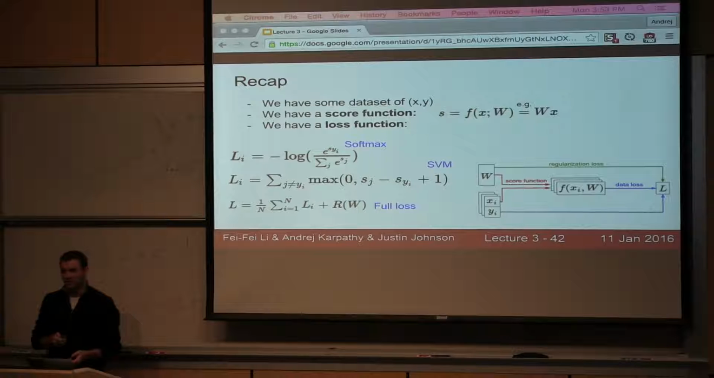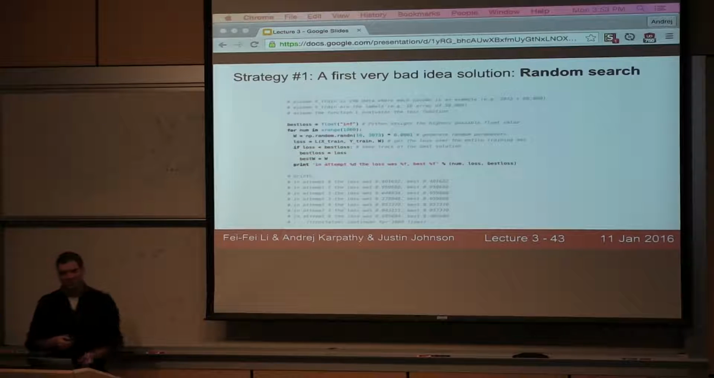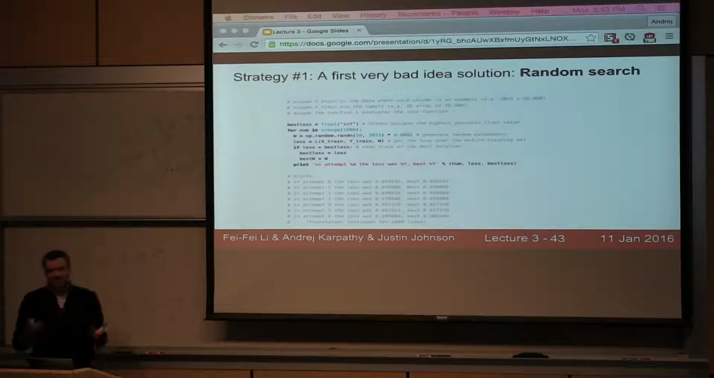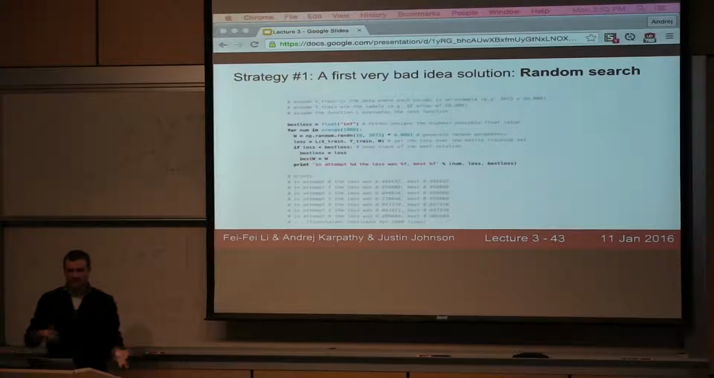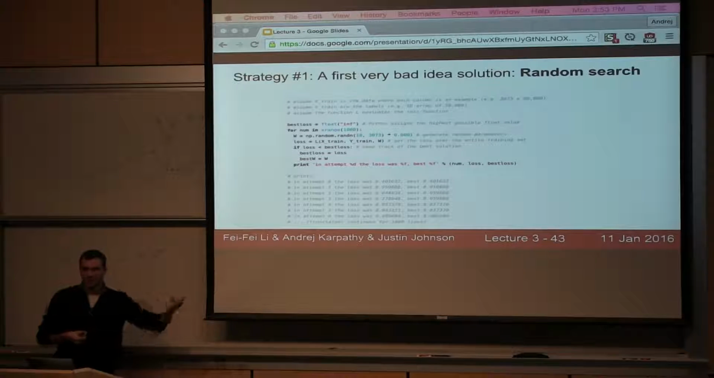So here's one strategy for optimization. It's a random search. Because we can evaluate loss for any arbitrary W, what I can afford to do, and I don't want to go through this in full detail, is effectively randomly sample W's and check their loss.